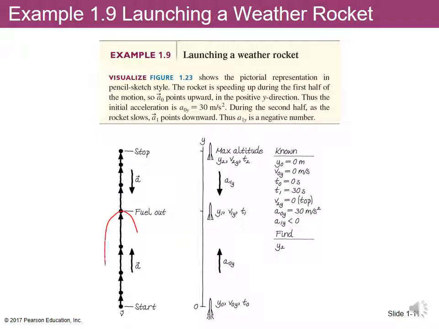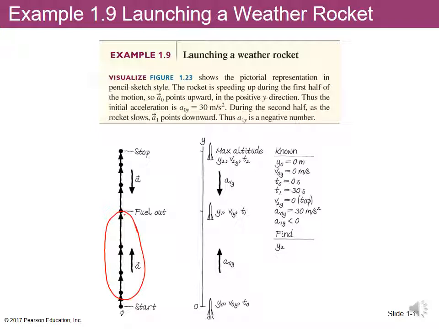When the rocket is going up and it has plenty of fuel, it's accelerating upward, meaning it's speeding up. When it gets to this point, it runs out of fuel, and what happens during that time? It starts slowing down. Its acceleration is pointing downward because it's slowing down. We'll talk more and more about acceleration as we go along, but acceleration measures how the velocity is changing.